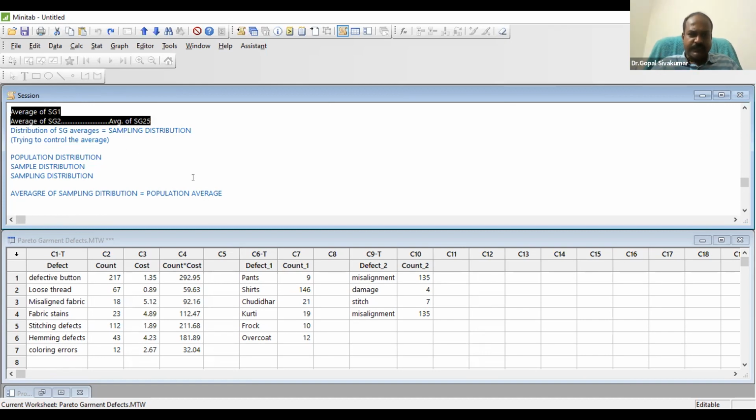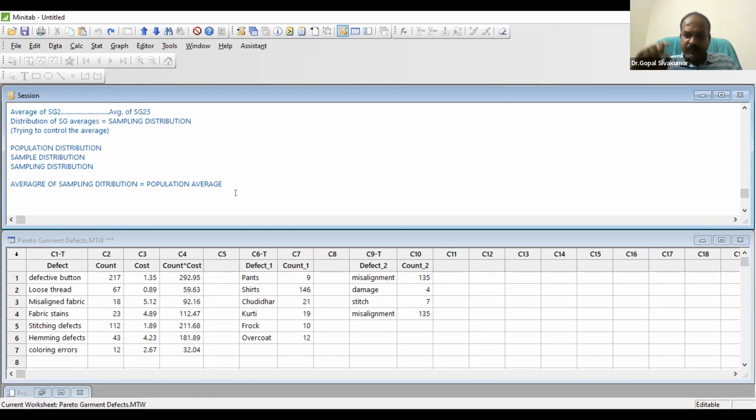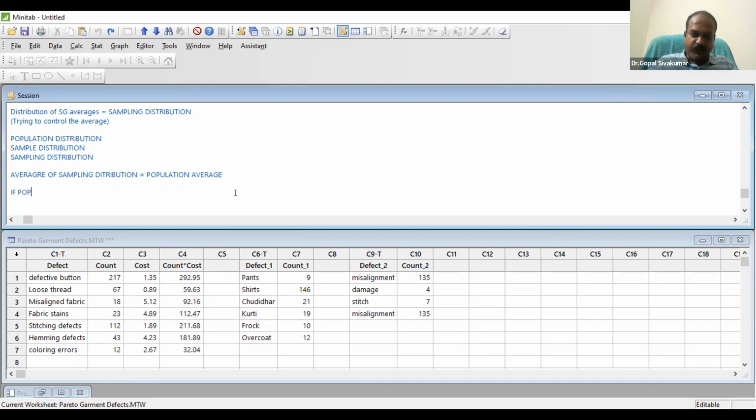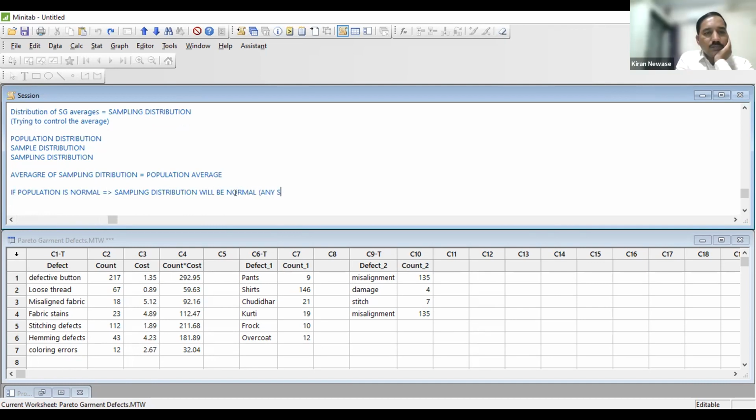Another advantage is, for the average of the subgroups, I mean the sampling distribution, the chance for exhibiting normality will be very high. Please note, if the population is normal, the sampling distribution will certainly be normal. For any subgroup size, this is true.